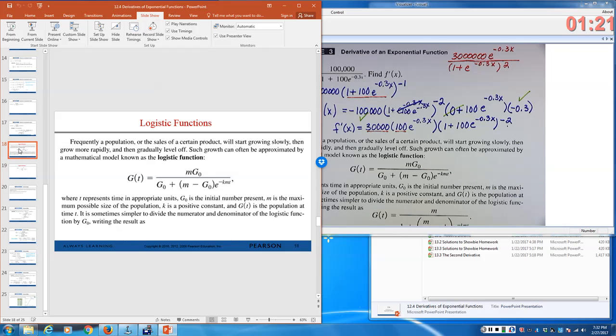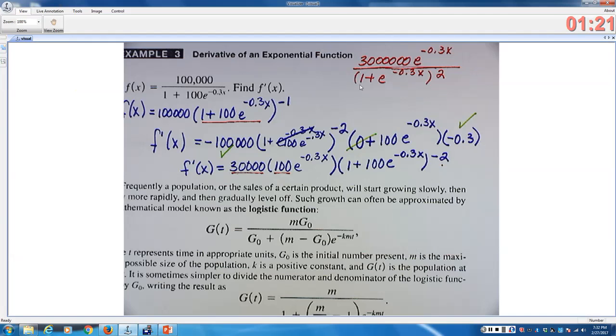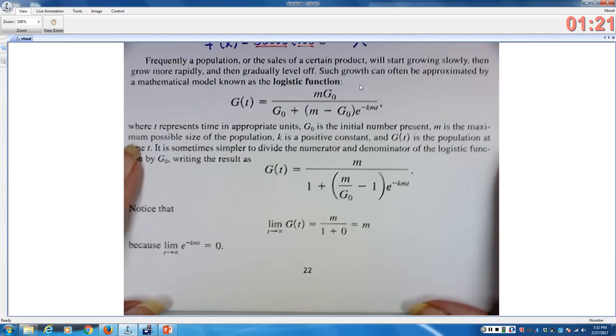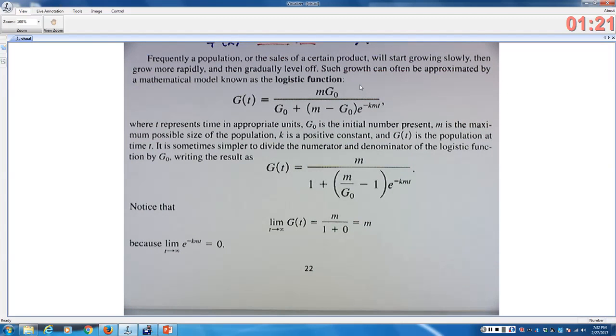And this next thing we're going to look at is really used quite a bit in business. They didn't really talk about it much in the last edition of the book, which is a little frustrating because it does come up so often in business. A lot of times population or sales of a certain product, or a lot of different things, will start out growing slowly and then suddenly take off and grow very fast. But then they'll level off.